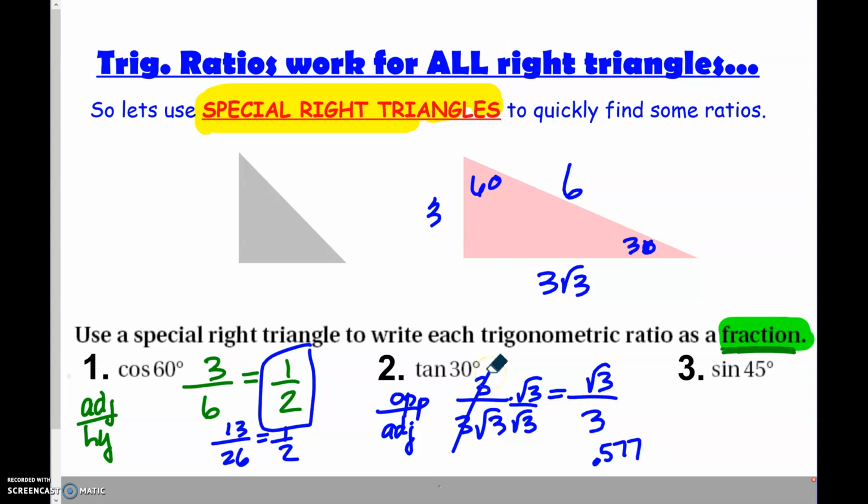And you see their ratios are exactly the same. So it doesn't matter what size triangle, the ratios are going to come out to be the same. All right, let's get this last one in here. So the sine of 45.